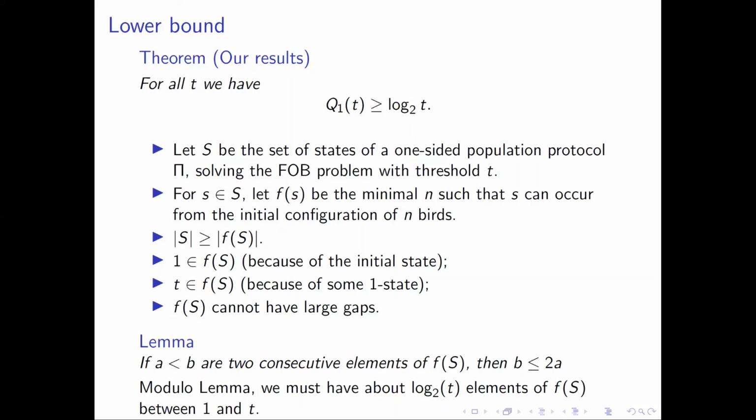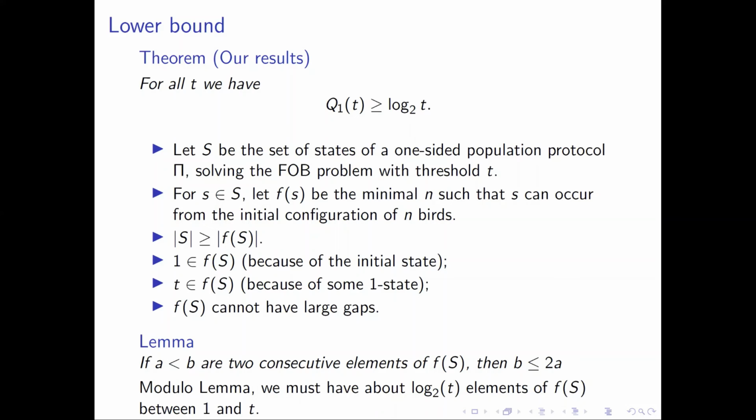To show this, we define some function f whose domain is S, and then we will use the fact that the size of S is at least the size of the image of S under f. Then we will lower bound f of S. So what is f? If S is some state, then I define f of S to be the minimal n such that if we start from the initial configuration of n birds, there exists some sequence of encounters which brings one of the sensors into the state S. I will just briefly say the same by saying that S can occur from n birds.